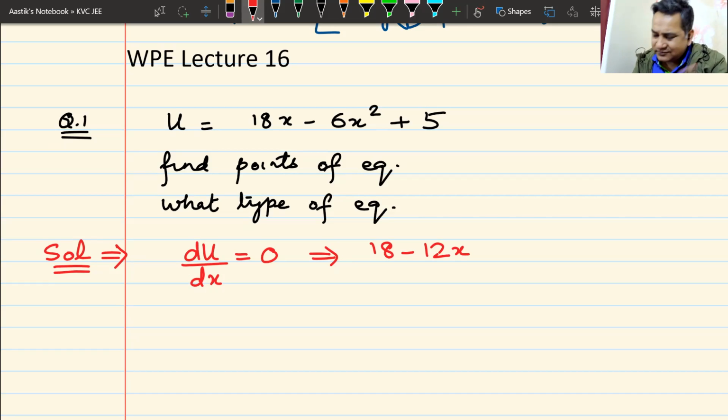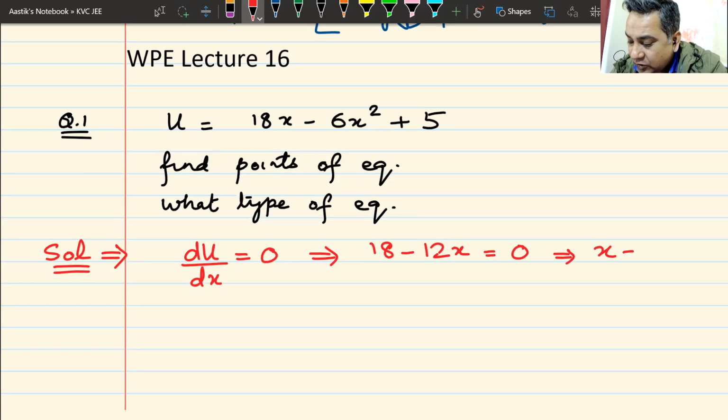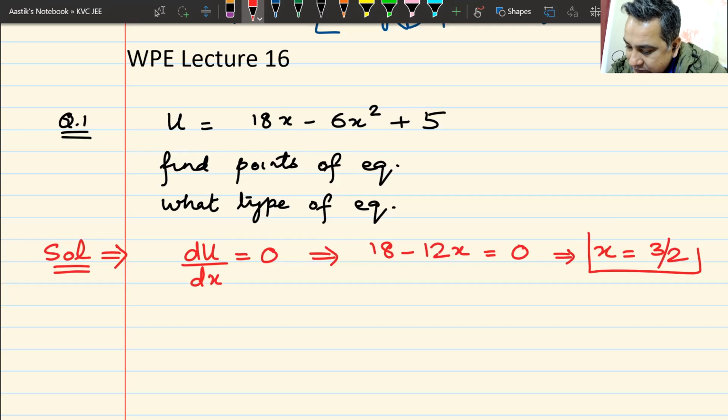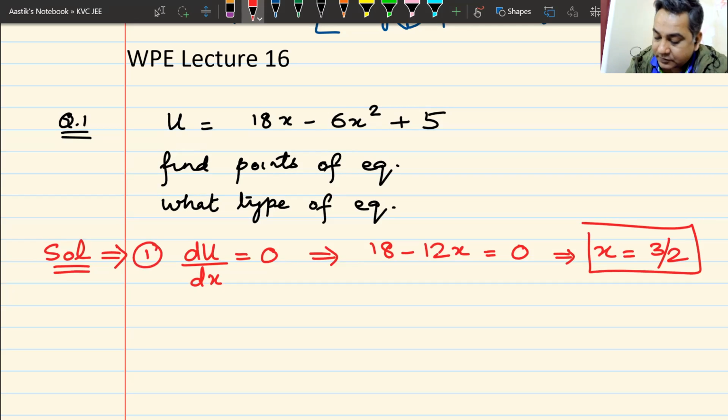This is pure maths. There is no physics over here. But it is interesting maths. Whenever maths and physics come together, it just becomes very interesting. 18 minus 12x must be equated to 0. From here, I will get the value of x, which is the point of equilibrium, as 3 by 2. No points, no questions asked, no reasons given. That was my step number 1. Let us move on to the second step, which is step number 2.